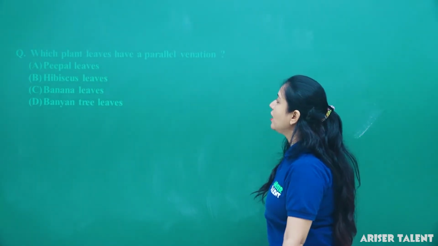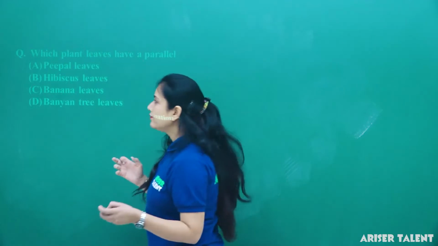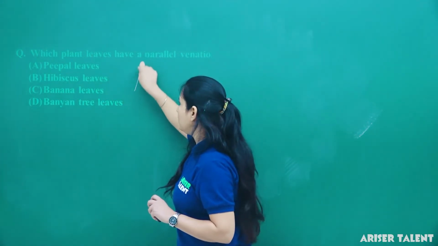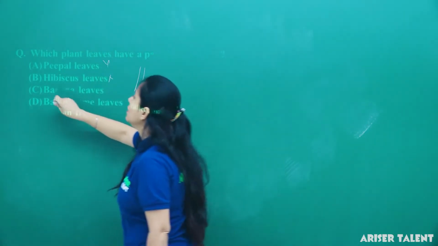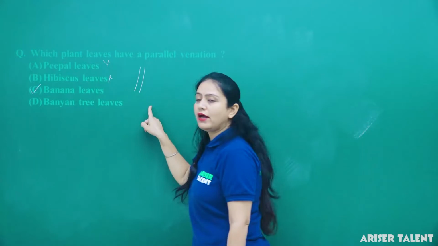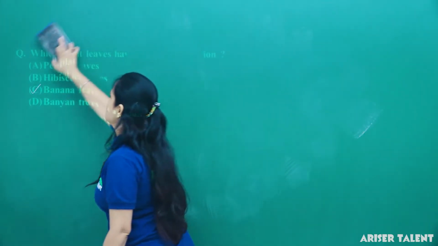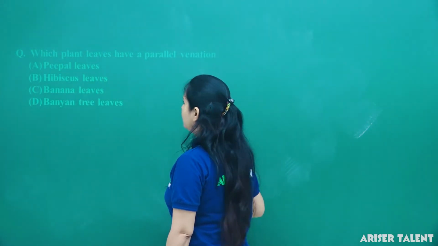Next is: which plant's leaves have parallel venation? If you go through the different leaves, peepal leaves do not have parallel venation. Hibiscus also does not have it. Banana leaves, yes, banana leaves have parallel venation. Okay, so this is the correct answer, option C, that is banana leaf.